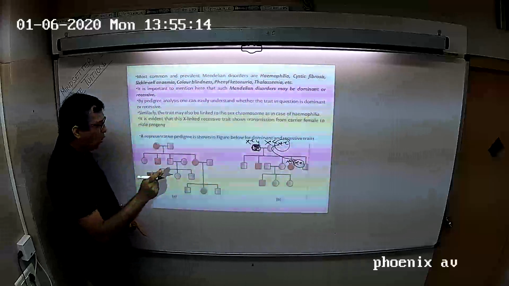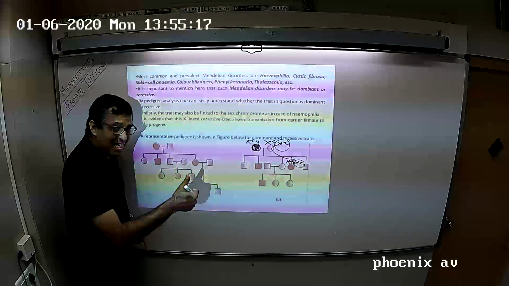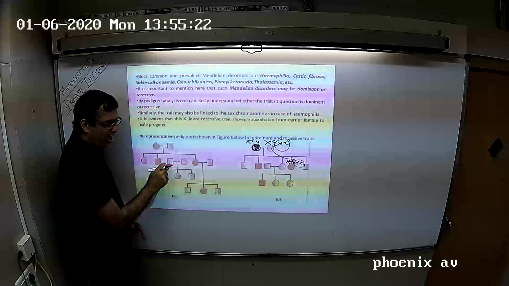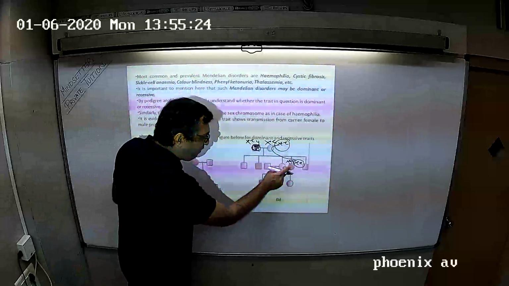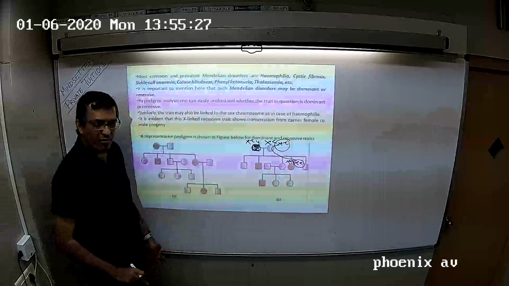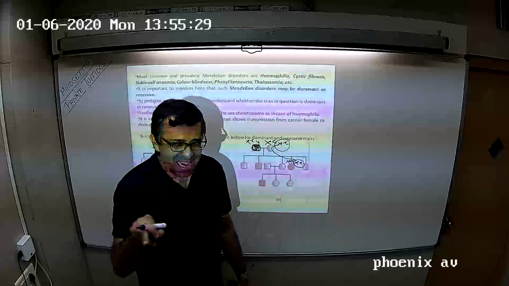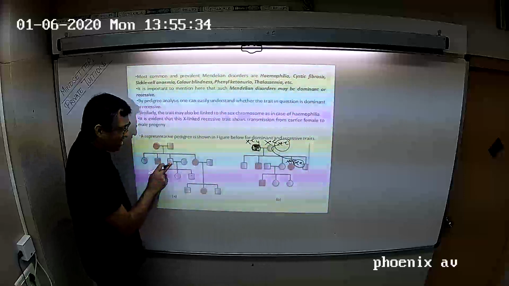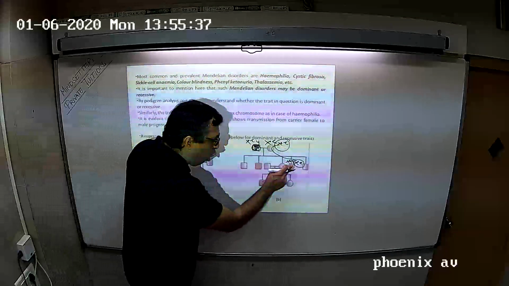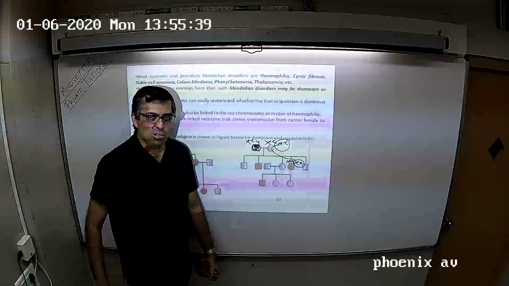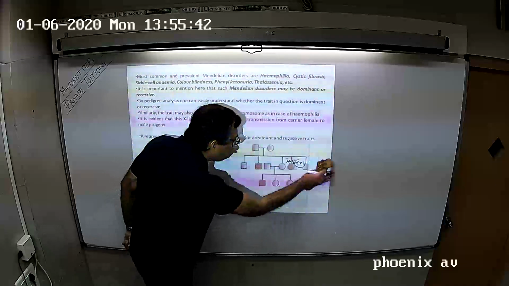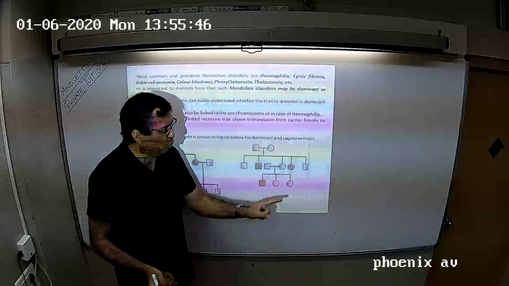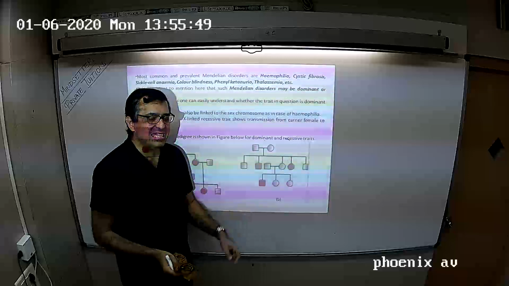So there are two golden rules for an X-linked disorder. If the mother is infected, the son has to be infected, and if the daughter is infected, the father has to be infected. Once again, for an X-linked disorder, if the mother is infected, the son has to be infected. If the daughter is infected, the father has to be infected. Here the daughter is infected, but the father is not infected. So this cannot be an X-linked disorder.